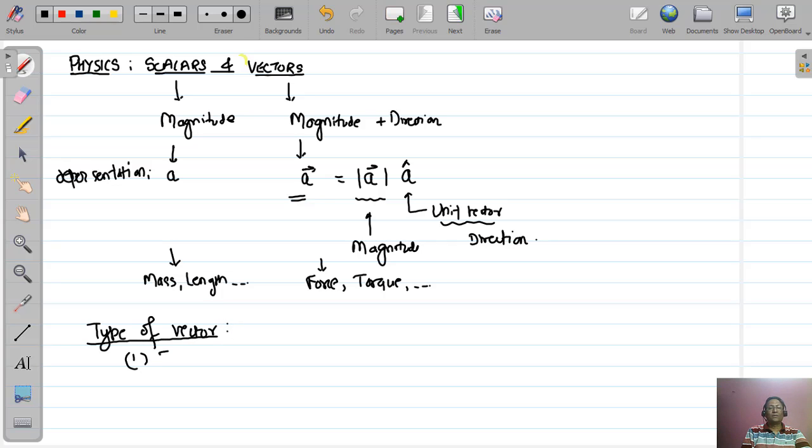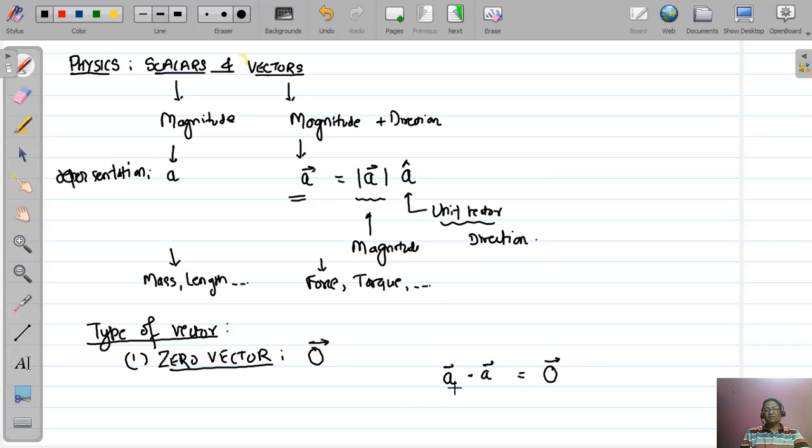Number one, zero vector. Zero vector is a vector which is represented by 0 with an arrow over it. This is a vector which has magnitude 0 and direction is indeterminate. And the purpose of zero vector is mathematical consistency of the equation. For example, suppose we are given vector A minus vector A, so it will give 0 vector.